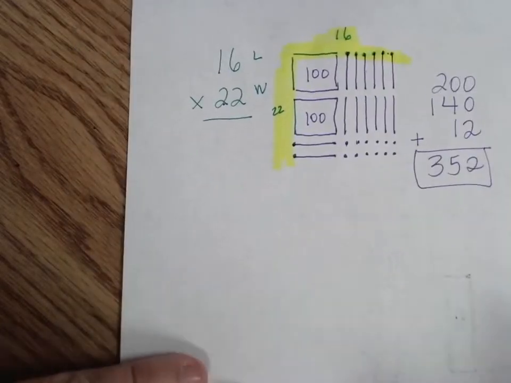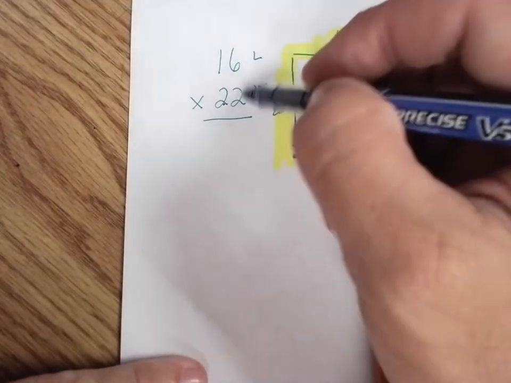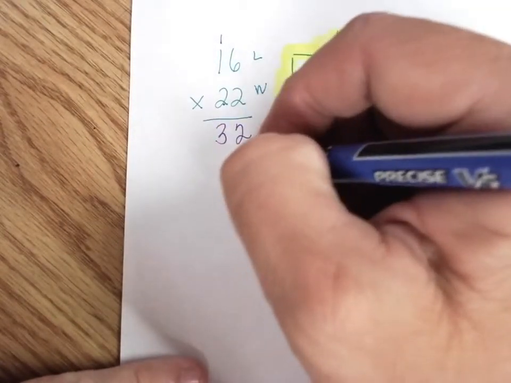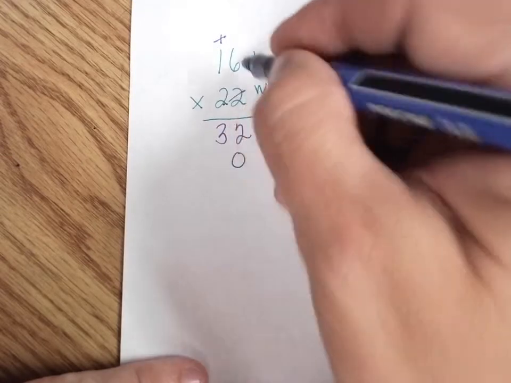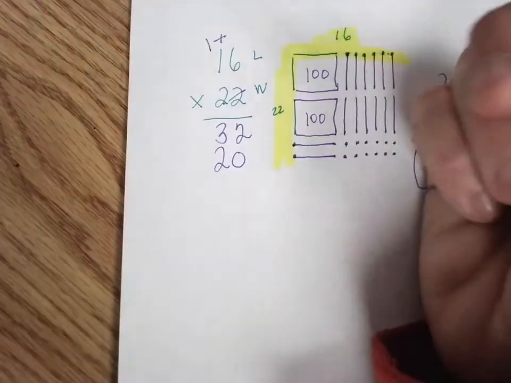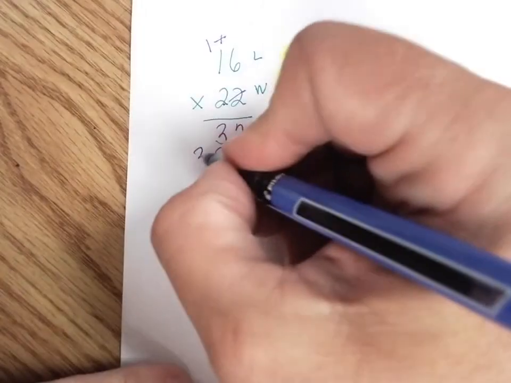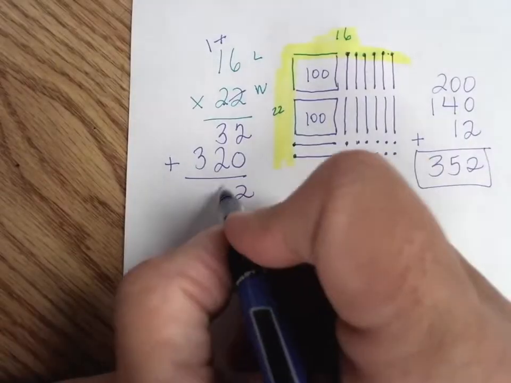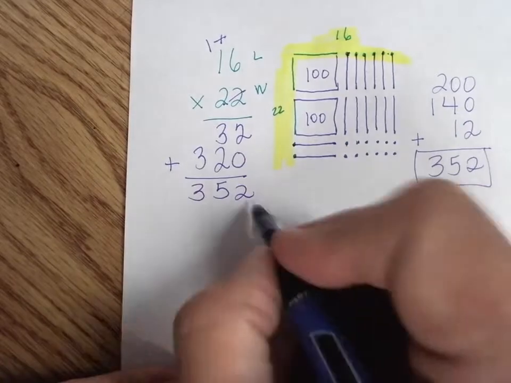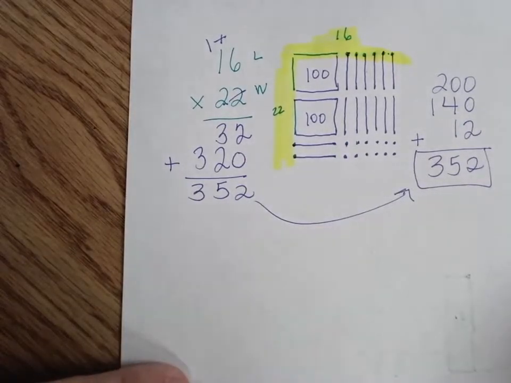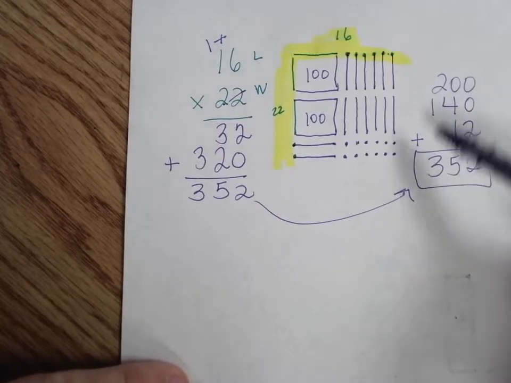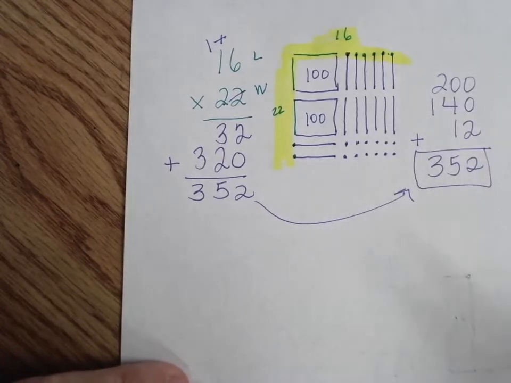And if you go back and do the standard algorithm to check it, 2 times 6 is 12. 2 and 1 is 3. Drop our 0. 2 times 6 is 12. 2 times 1 is 2, and 1 is 3. Add the partial products up, and you should get the same answer. So this is how you would draw an array for representing the product of a 2-digit number.